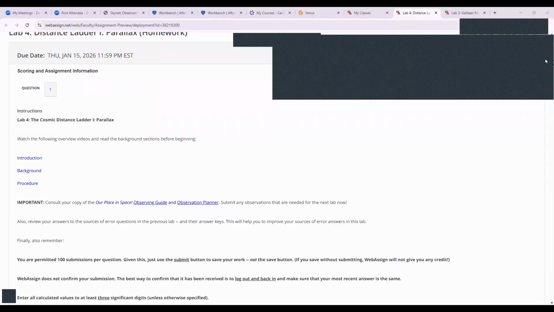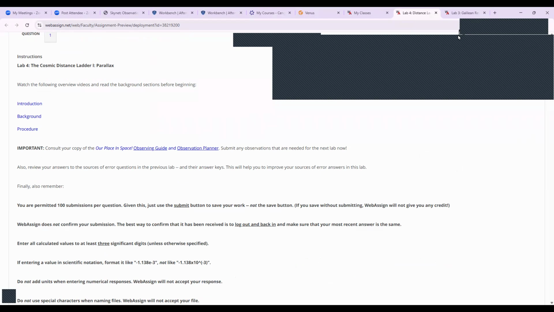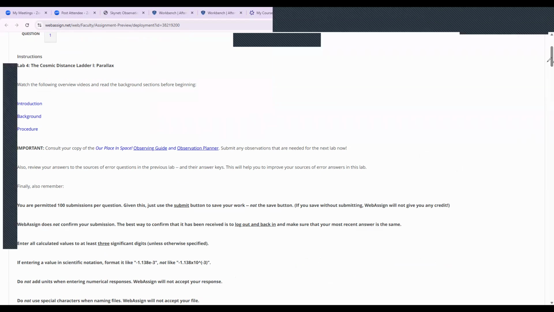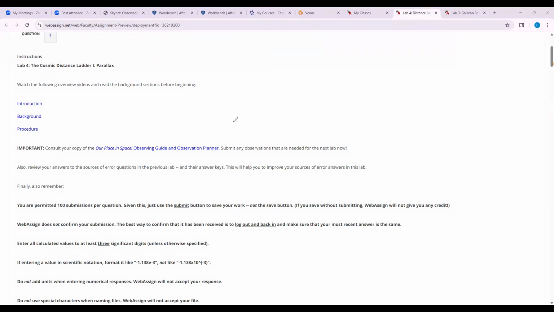Okay, let me go to the second item that we have. Just one second. On this lab 7, let me make sure that the screen is shared. Here, okay, we're going to go over some background information about what lab 4 is going to consider.